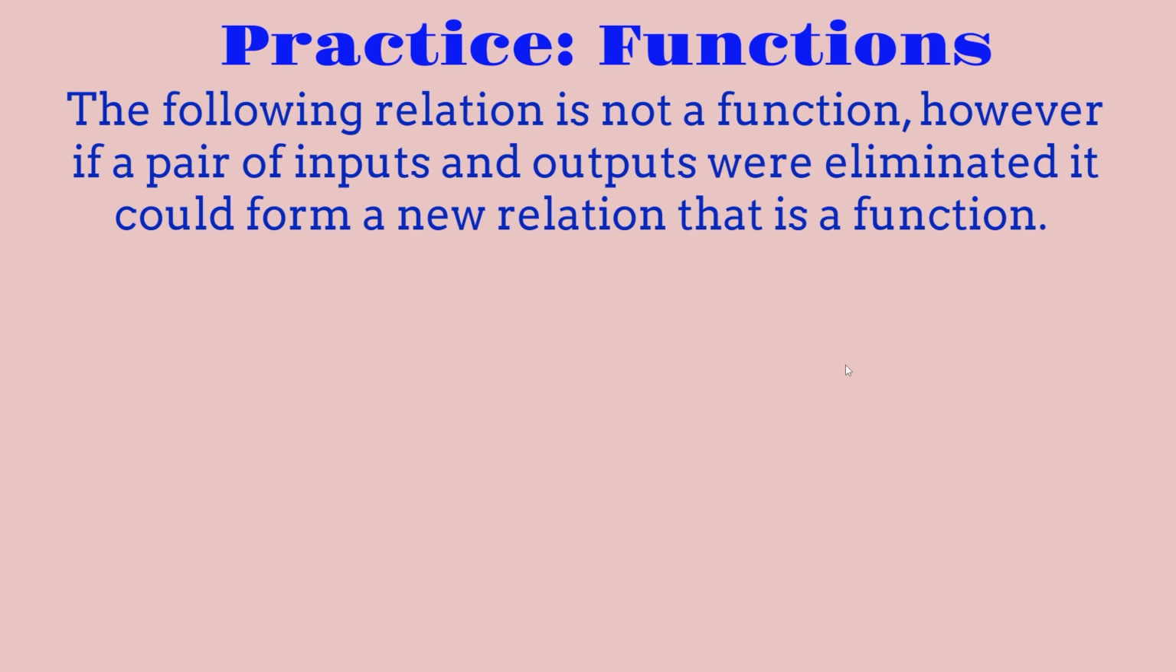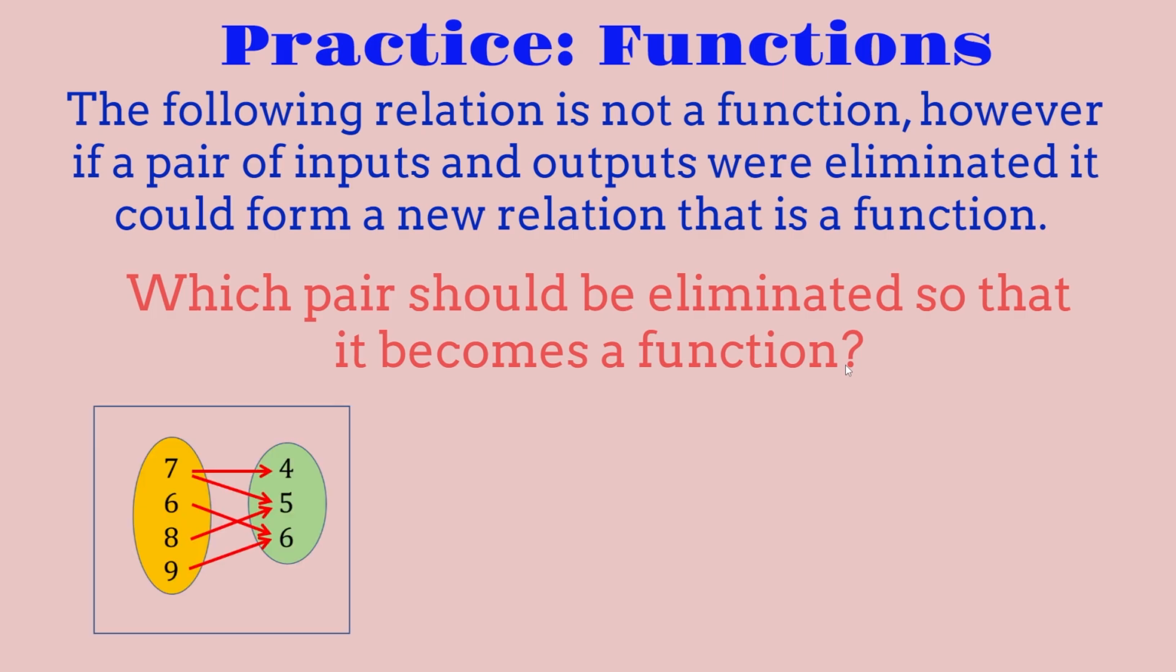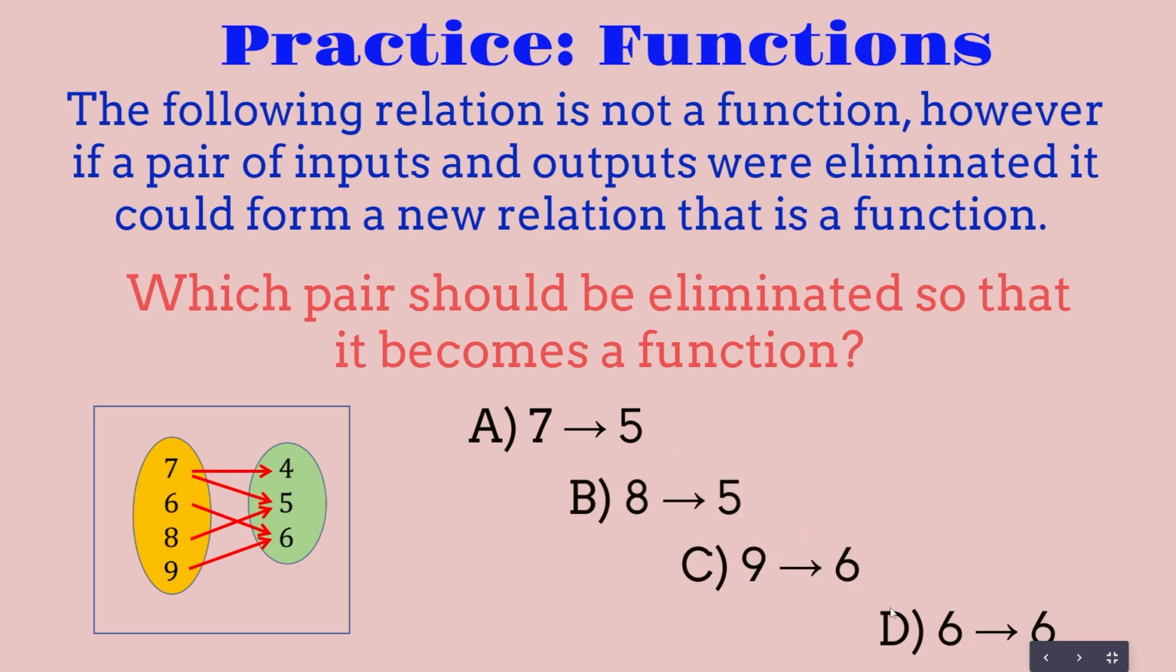So for this next question, the following relation is not a function. However, if a pair of inputs and outputs were eliminated, it could form a new relation that is a function. So which pair should be eliminated so that it actually becomes a function? And this is the mapping that we have. So we have 7, which is connected to 4 and 5. We have 6 to 6, 8 to 5, and 9 to 6. So the pair that should be removed is obviously one of these that are connected from 7. So if we look at the possible answers, we have 7 to 5, we have 8 to 5, 9 to 6, or 6 to 6.